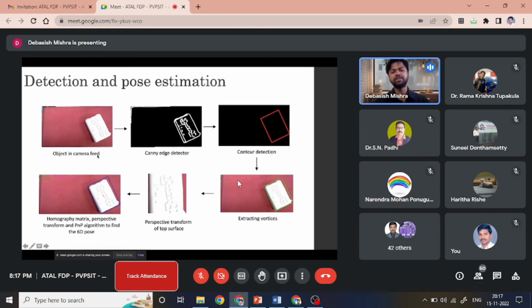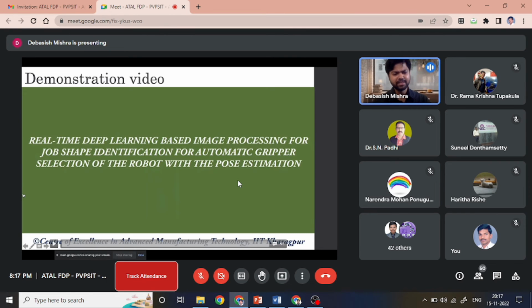Once the object comes in the camera feed, it uses various image processing techniques to detect the edges, to detect the contour, and also to get the coordinates and the center of the object, and thereby we use the perspective transform to identify its pose and provide feedback to the robot regarding how to orient itself to grasp the object from the conveyor.